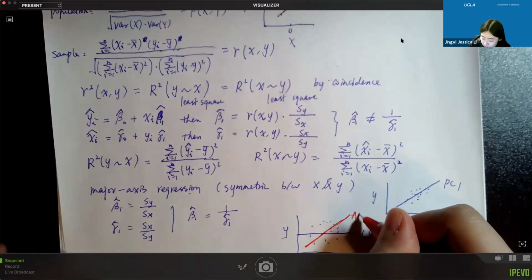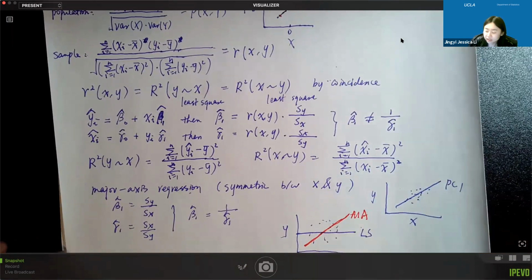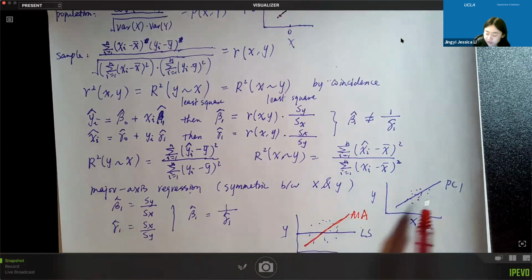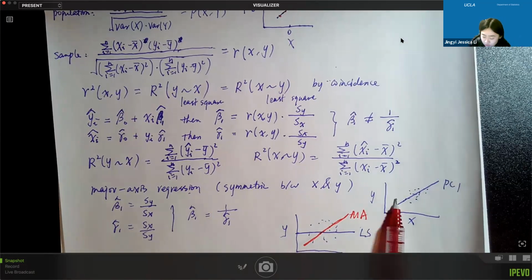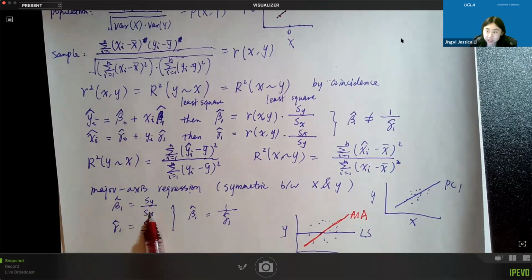Major axis. But this is not the case when we have a clear, well-defined PC, okay? Because in this case, you may have an infinite number of pieces, not rotation. It's not rotation invariant. So you can have many, many directions, but the major axis will always go in this direction because Sy is equal to Sx, then you have a slope equal to 1.